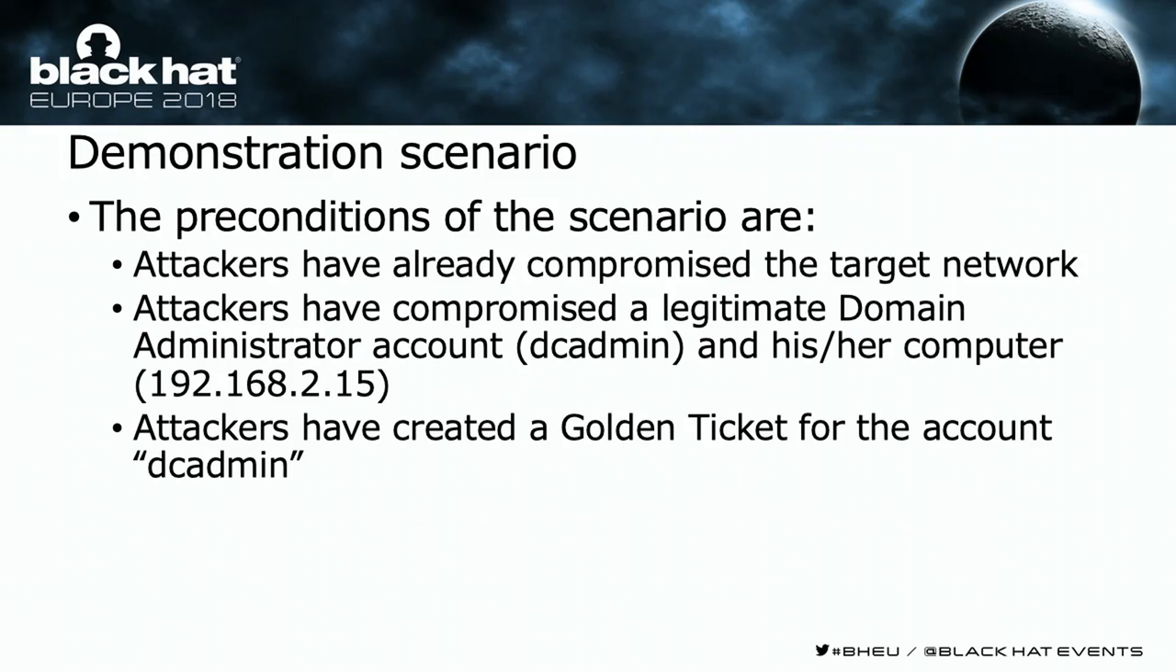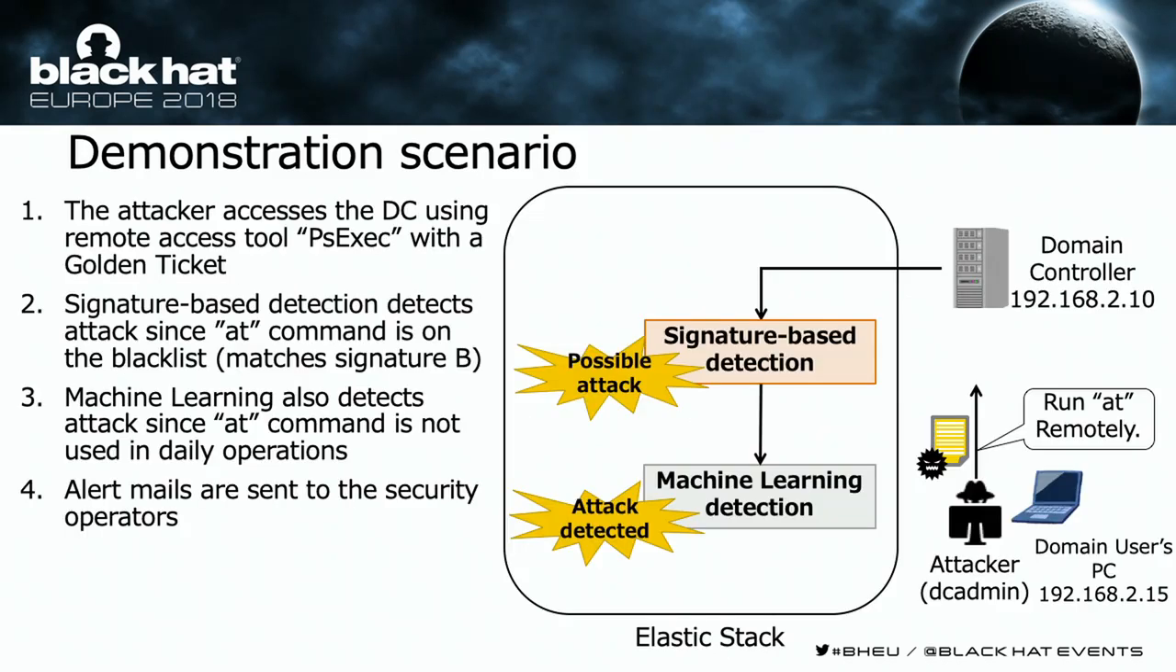And this slide shows the attacker side. The attacker has already compromised the target network and the domain administrator account, DC admin, and his computer. And a golden ticket is created by the attacker. Next, we will show you the demonstration movie.